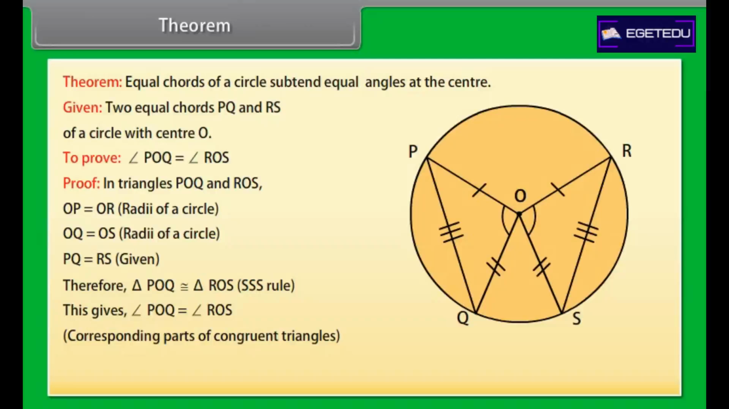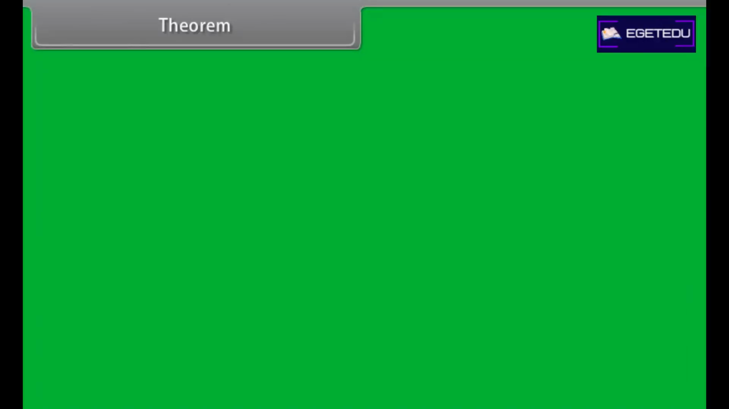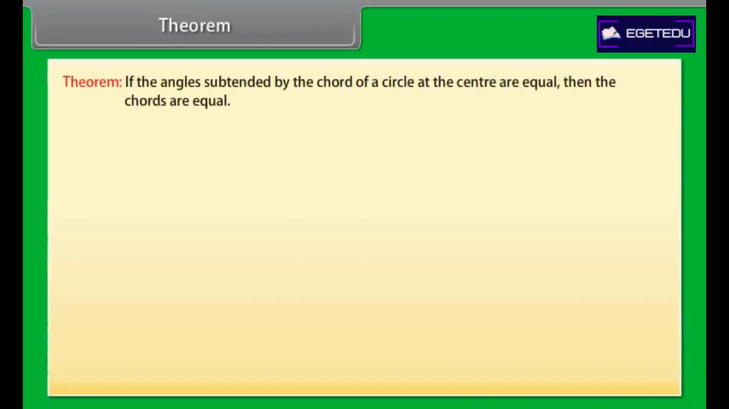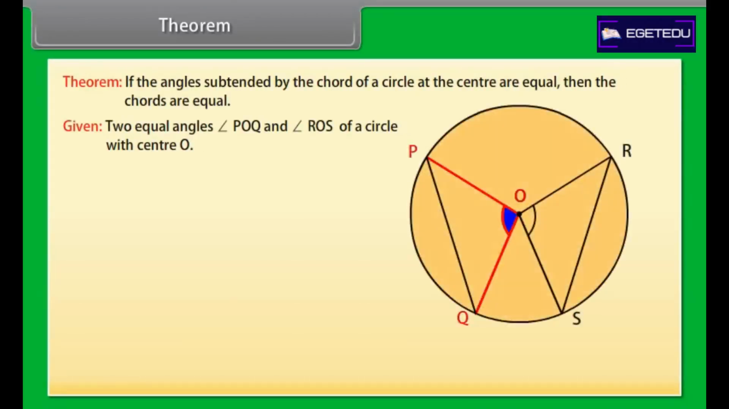The next theorem is the converse of the above theorem. It says that if the angles subtended by the chords of a circle at the center are equal, then the chords are equal. Theorem. Let us prove the converse now. Given two equal angles, angle POQ and angle ROS, of a circle with center O. To prove, PQ is equal to RS.